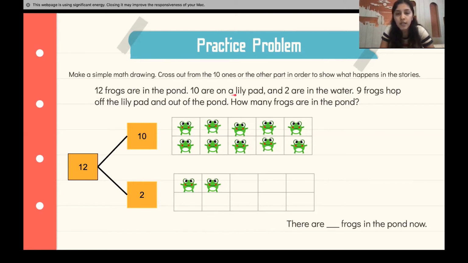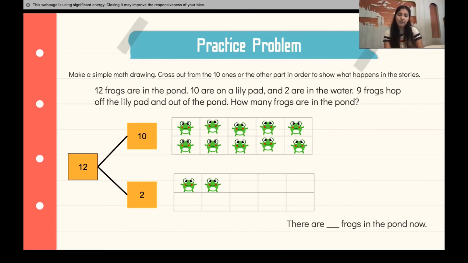10 are on a lily pad. And 2 are in the water. 9 frogs hop off the lily pad and out of the pond. How many frogs are in the pond? So how many frogs left the pond?